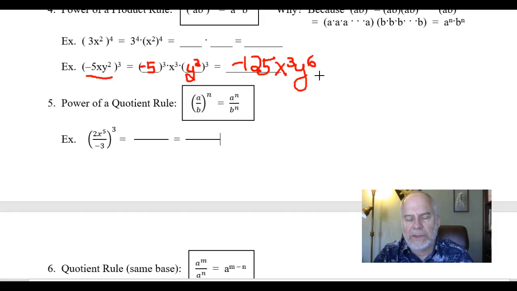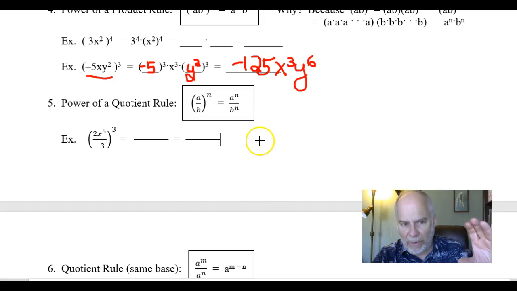All right. So we've looked at three different laws now: the product rule, the power rule, and the power of a product rule. Now let's look at the power of a quotient rule. All right. So you have a quotient. A quotient is a division problem, like a fraction. So a over b to the nth power basically says that you can take the top to that power and the bottom to that power. So a to the nth over b to the nth. So you basically can take the top and the bottom separately to that power.